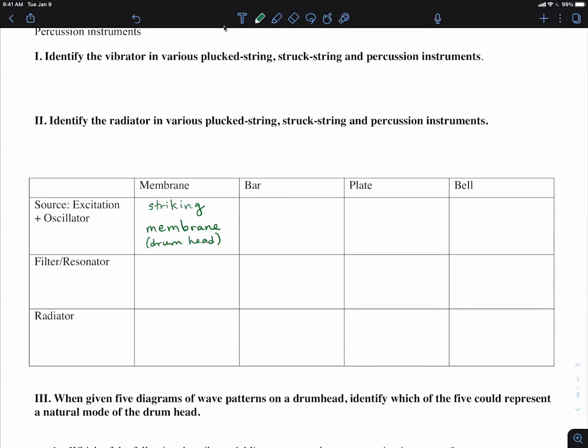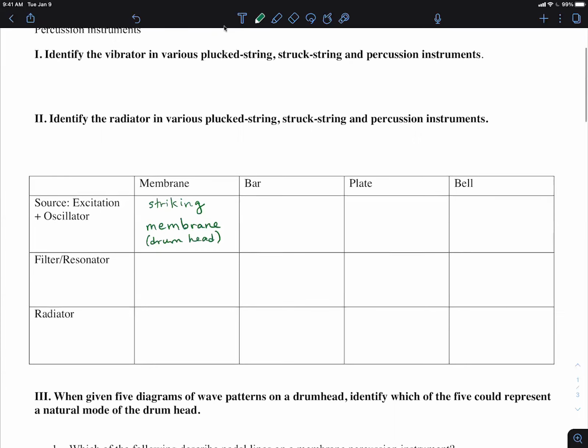The filter and resonator on the drum and the primary radiator are also the membranes. The body of the drum can also reinforce some sounds, but the primary resonator and radiator are the membranes. Same with the bar instruments. So membranes, we're thinking all of the drums.